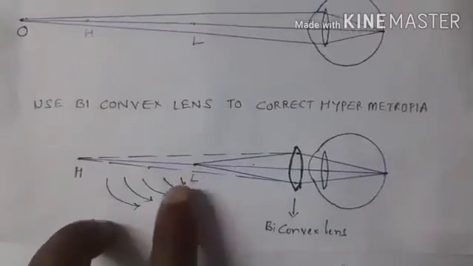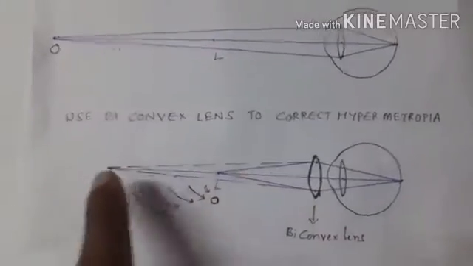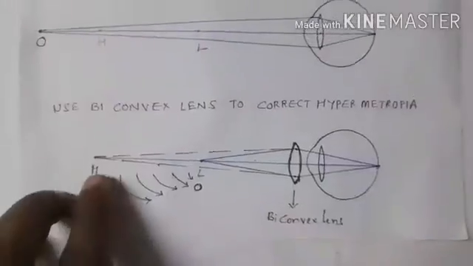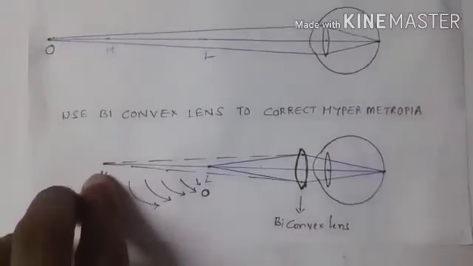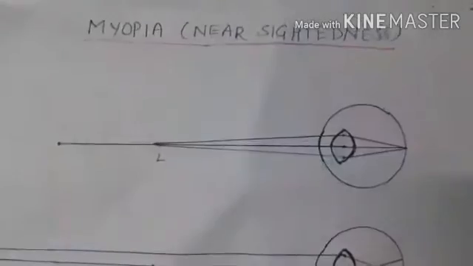Object at L or in between L and H, the image forms at H. This lens forms the image at H. Then the eye lens takes this image as the object, then it forms a clear image at the retina.